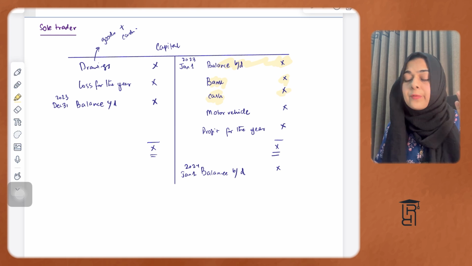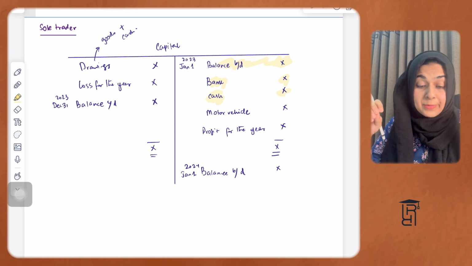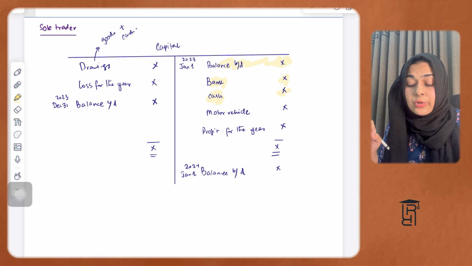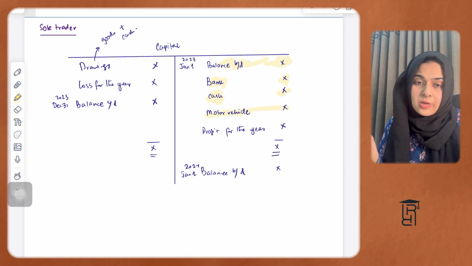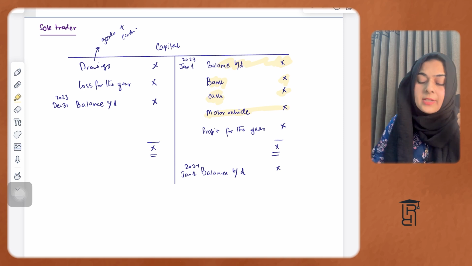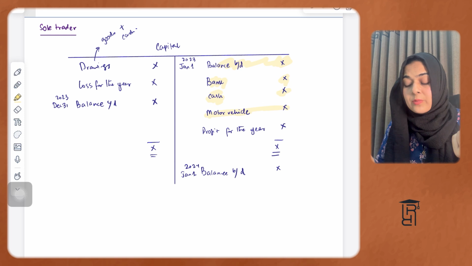Whenever we invest money in cash, the double entry is cash debit, capital credit. Whenever money is transferred to the business bank account, the double entry is bank debit, capital credit. Also, the owner can bring a personal non-current asset into the business. If it's a motor vehicle, the double entry will be motor vehicle debit, capital credit. And if it's computer equipment, you can say computer equipment debit, capital credit. So when the owner transfers their personal non-current asset into the business, that is what the double entry is going to be.